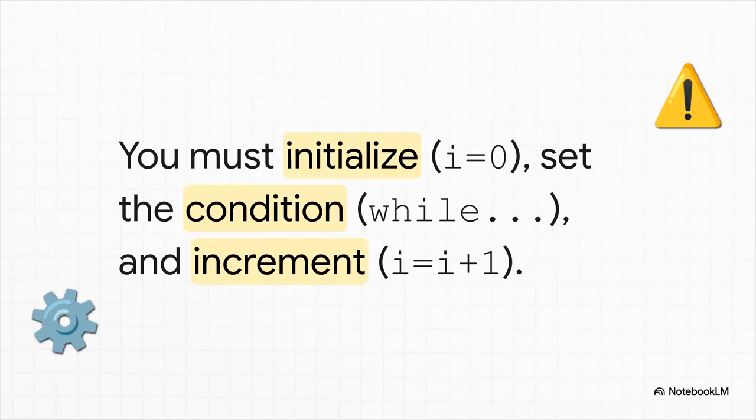You can see right here the 3 parts you're responsible for. First, you have to initialize a counter. In this case, i equals 0. Next, you set the condition for the loop to keep running, while i less than len of this list. And finally, at the end of each loop, you absolutely must remember to increment your counter. i equals i plus 1.